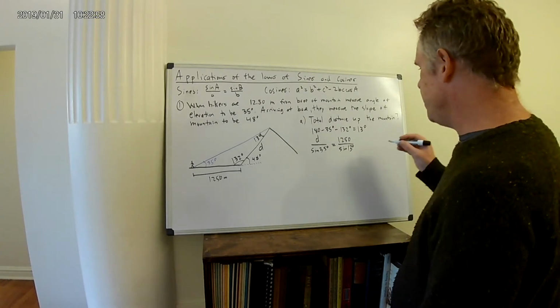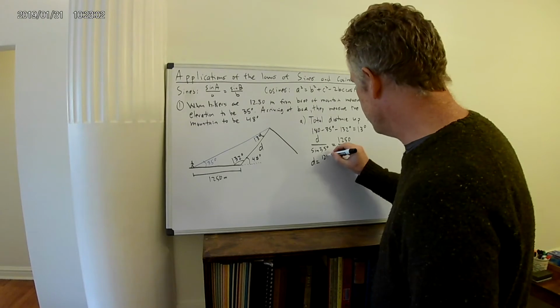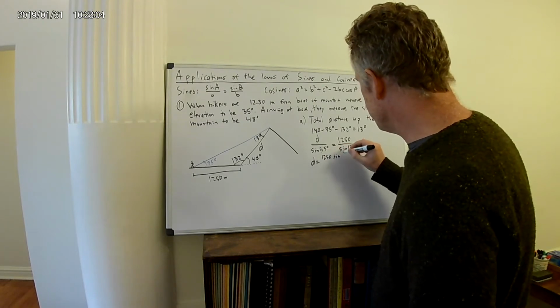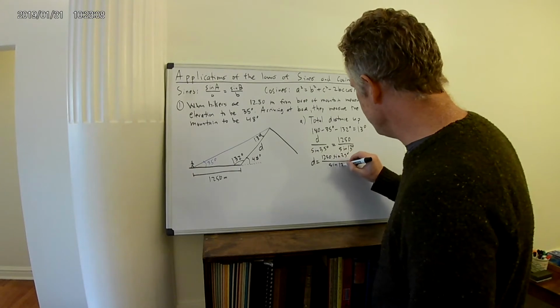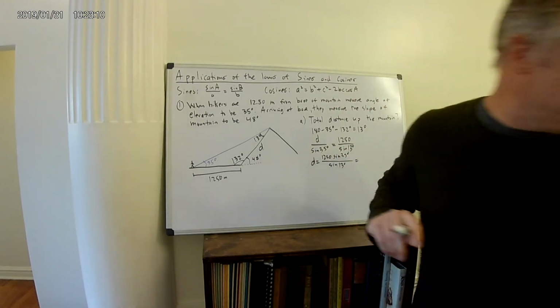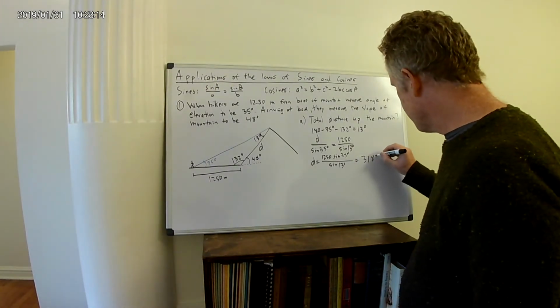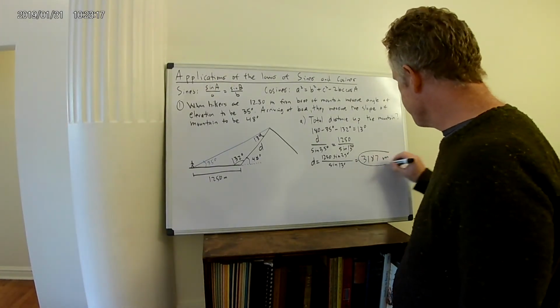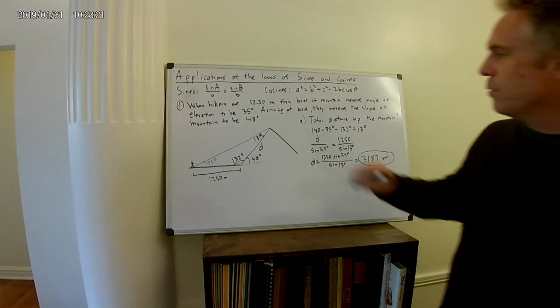I can now solve for D. If you solve for D, D will equal 1250 times sine of 35 degrees divided by sine of 13 degrees. And if you guys plug this in your calculator, you get 3187 meters. And so now this is the total distance the hikers will have to walk to reach the summit.